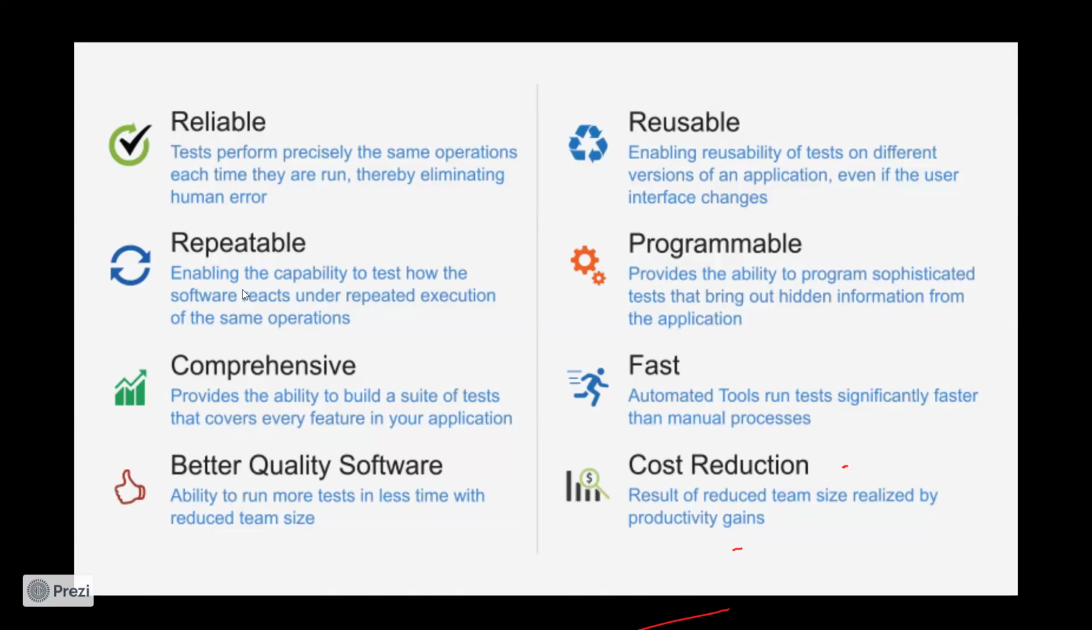When you say comprehensiveness, it provides the ability to build a suite of tests that covers each and every feature in your application. What does that mean? When you're doing API testing, we have a lot of endpoints and APIs to validate, to check whether the functionality is working properly or not. So we can cover the endpoints of one module, the endpoints of other modules, and the endpoints of all the modules, so that we cover each and every feature of your application.